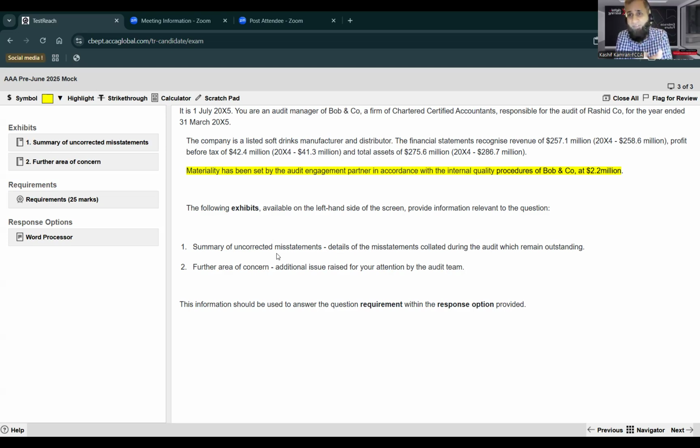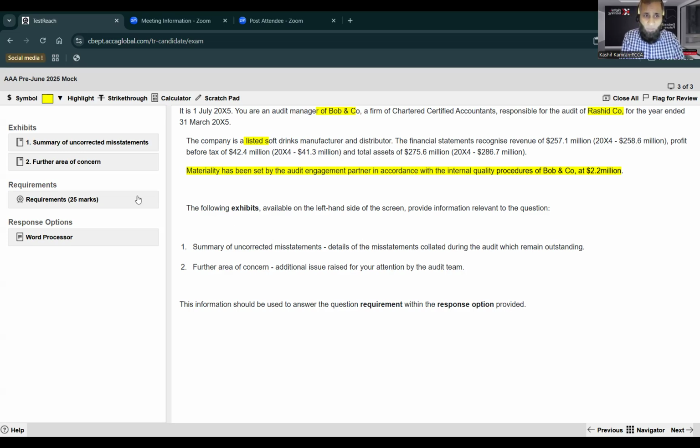How many times I've mentioned this in my classes as well, that if the materiality threshold is given, it's given. You have to use it. It's a listed company, right? That's very important. It's a listed company. And we are responsible for the audit of Rashid Company. That's the client. And we are Bob, the audit firm. So just highlight the important information. And the most important information was that the materiality was given. In recent papers, even in section B, we are seeing that the examining team is giving us the materiality. But yes, if it is not given, then you will calculate it.